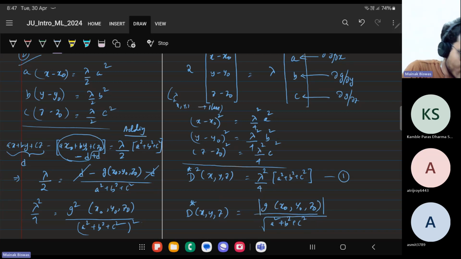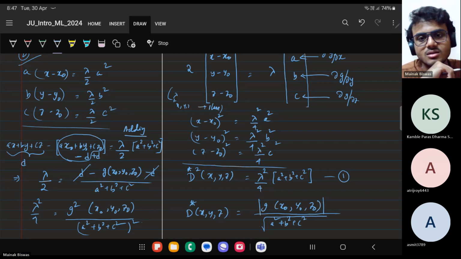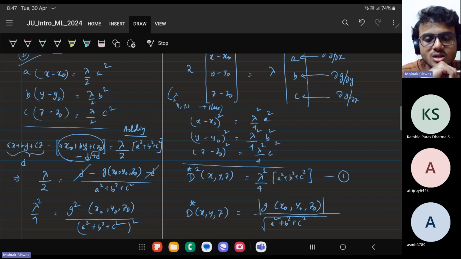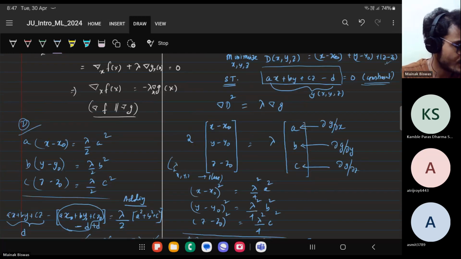Correct? This looks like your equation that you had learned in your 11 and 12. Yes or no? You put the value of the point in the plane and then divide by the coefficients of x, y, and z. Sorry, not the intercept, coefficients of x, y, and z, the slopes. Right? Yes. Any questions?